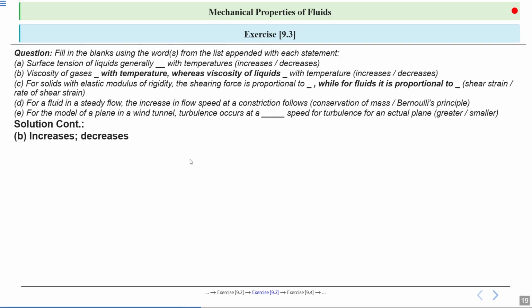Now, let's focus on part B of the question. The answer is increases, then decreases. This means that the viscosity of gases increases with temperature, while the viscosity of liquids decreases with temperature. All right.